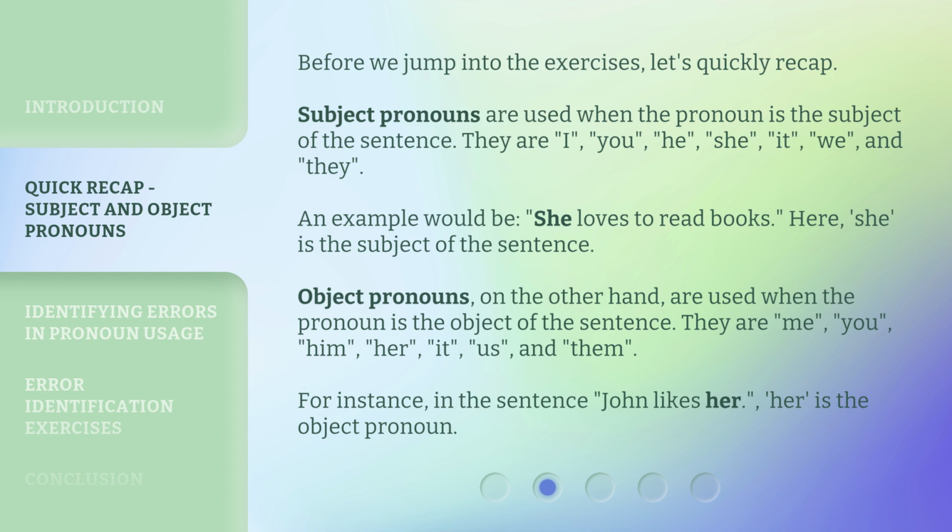Object pronouns, on the other hand, are used when the pronoun is the object of the sentence. They are me, you, him, her, it, us, and them. For instance, in the sentence, John likes her. Her is the object pronoun.